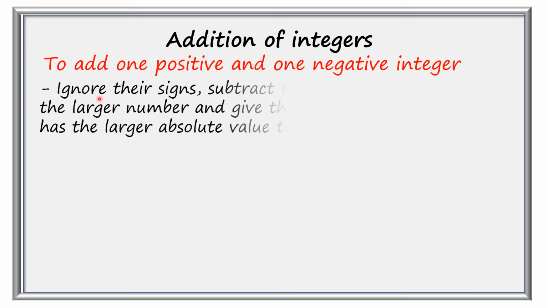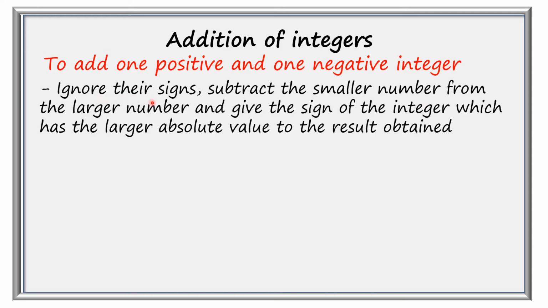Now let us learn to add one positive and one negative integer. So what is the rule behind it? Ignore their signs, subtract the smaller number from the larger number, and give the sign of the integer which has a larger absolute value to the result obtained. And what is absolute value? I have already told in previous videos. So check my videos.